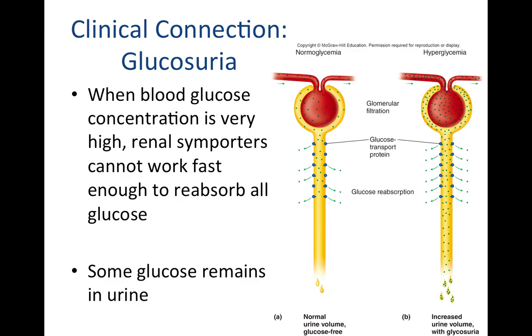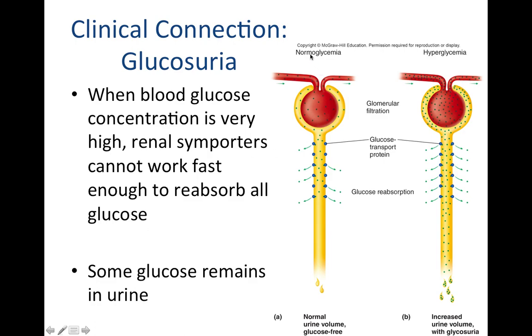Here is glucosuria, so it's an example of where you're overwhelming your glucose transporters. Normally you want to reabsorb all of your glucose. Glucose is a very good energy substance. If you have excess, you put that into storage. You'd never get rid of glucose.